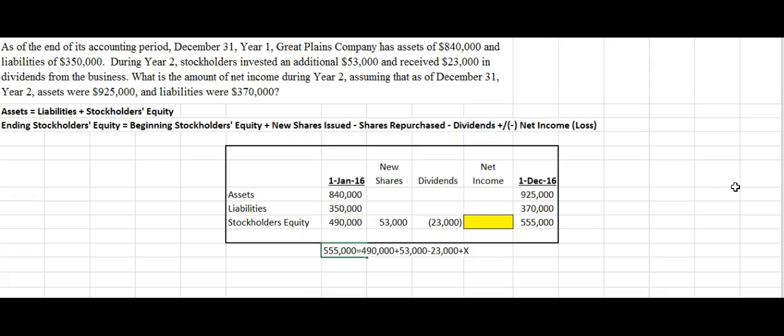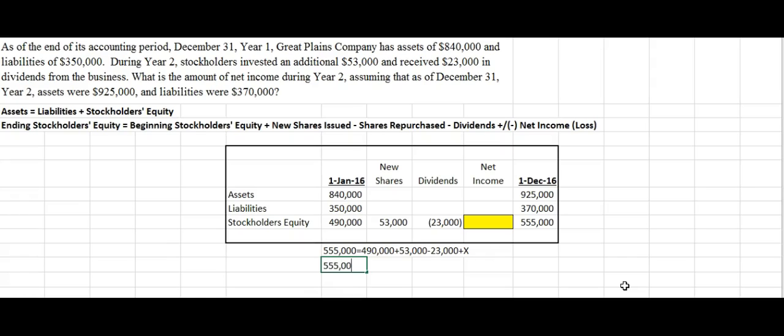So we know that 555 is equal to this, plus this, minus this, plus or minus this. If it's positive, it's going to be plus, and if it's negative, a loss, it's going to be minus. We don't know, so we'll just put a plus X. We're going to isolate X to find out. It's just very simple algebra. You move these to the other side, and once you do, you'll find out what X is.